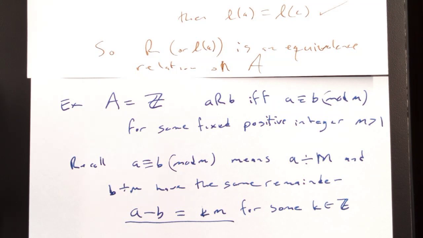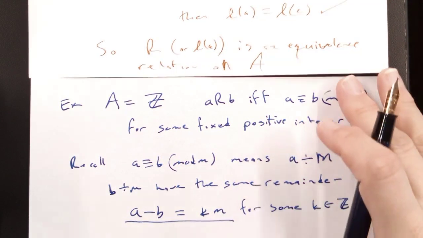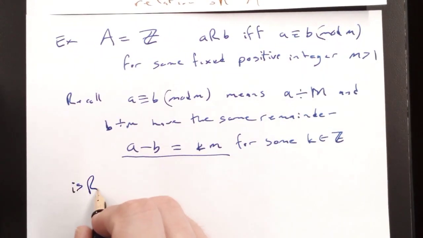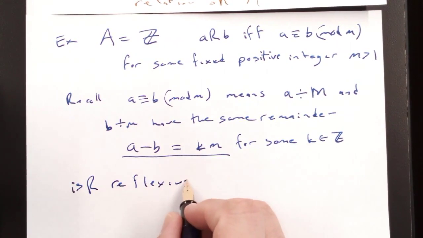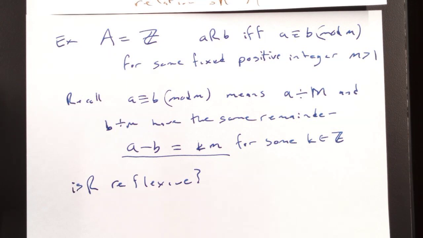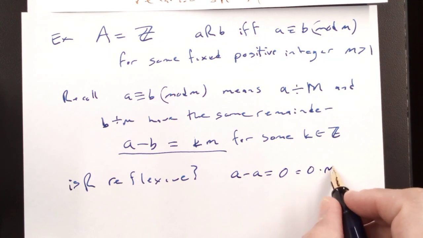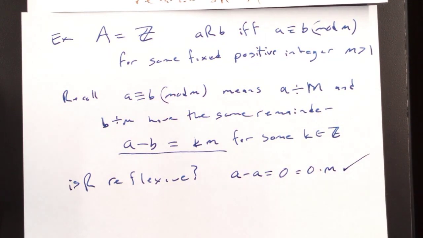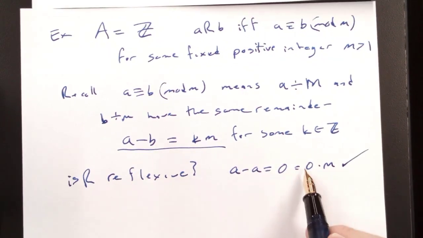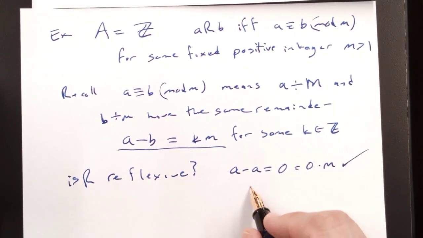A would be some number of m's plus a remainder. B would be some number of m's plus the same remainder. B might not actually be smaller than m, which is why I don't know if it's the remainder, Ian. But let's use this. Is R reflexive? I want to know if A is related to A. And 0 is 0 m's. A minus A is some number of m's. A is related to A.